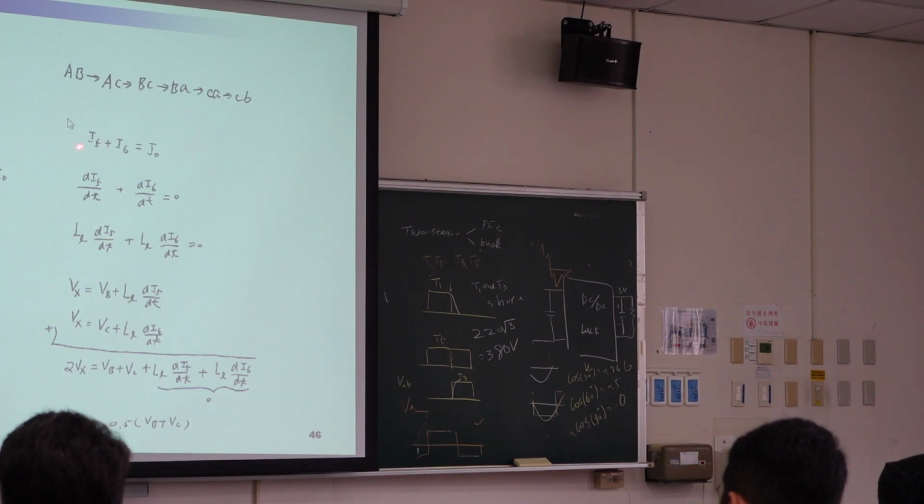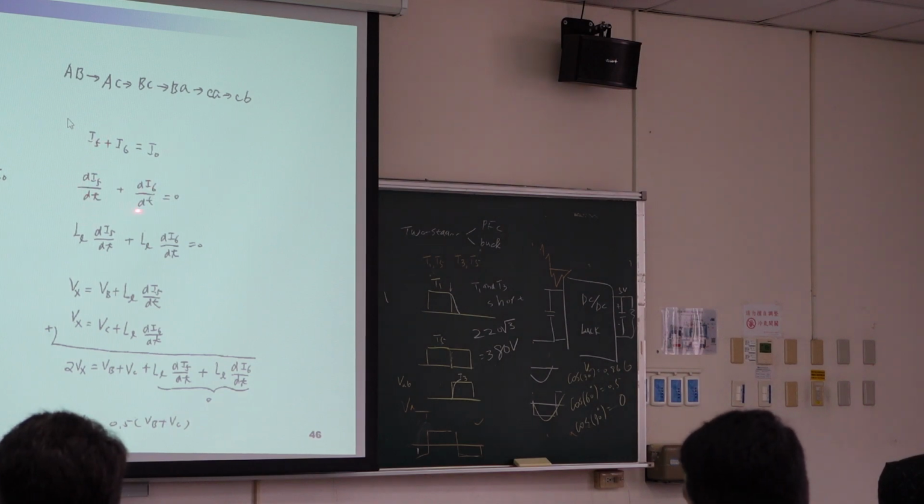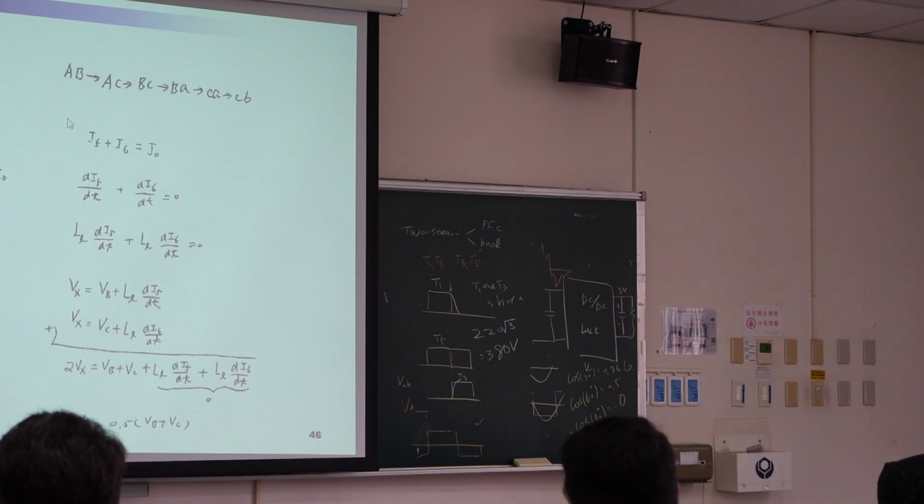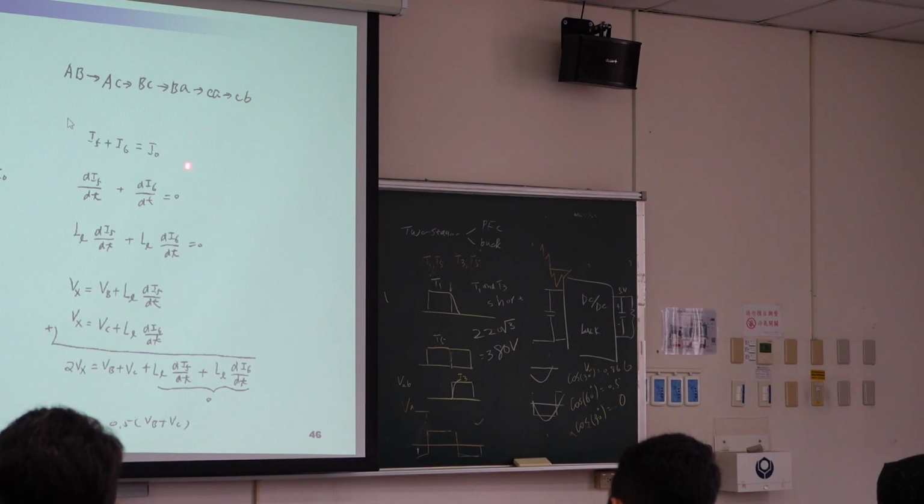If we take the differential, dI0/dt is 0, because I0 is constant, and the differential of a constant is 0, right? And here we have dI5/dt plus dI6/dt. Then we can multiply by the leakage inductance: LL dI5/dt plus LL dI6/dt equal to 0. So 0 multiplied by LL is still 0.